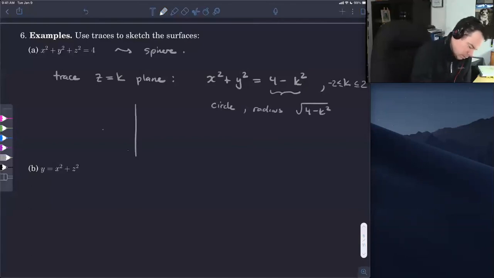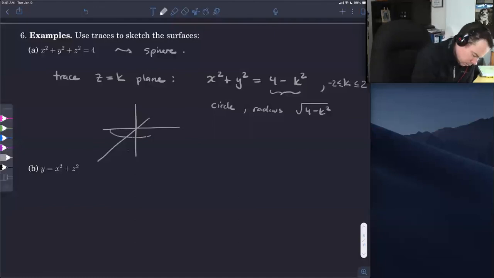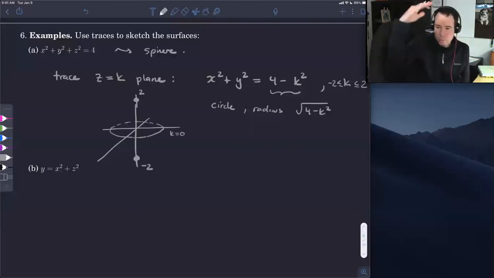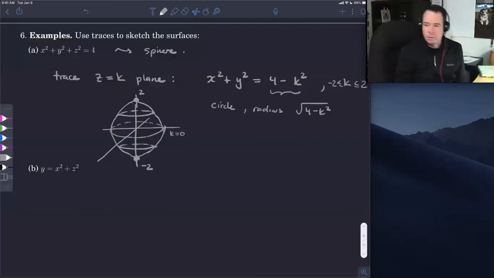So what we have is circles stacked on top of each other in the z direction. The biggest one occurs when k is 0. So that's at height 0. And we can go all the way up here to a height 2, all the way down here to -2. And in between those values, the circle's just shrinking. So it's going to look something like this, where at various heights, we just get smaller circles. And so there's a drawing of our sphere that uses traces.